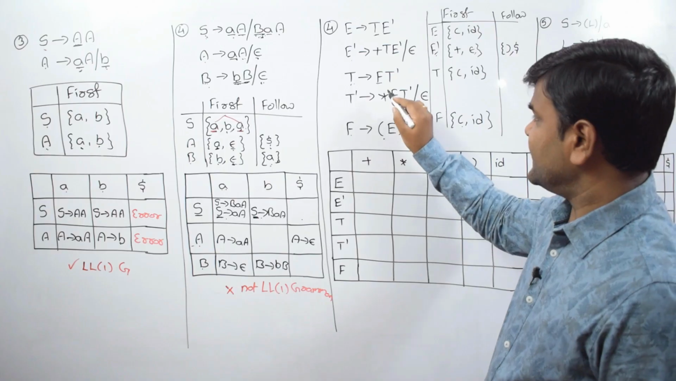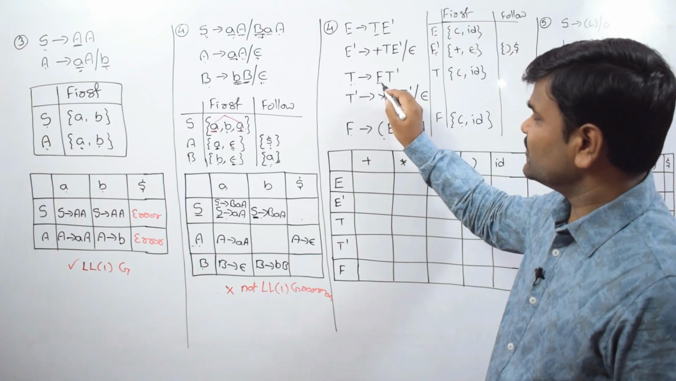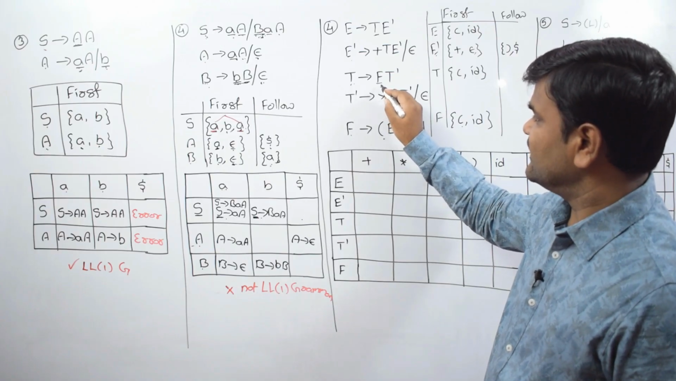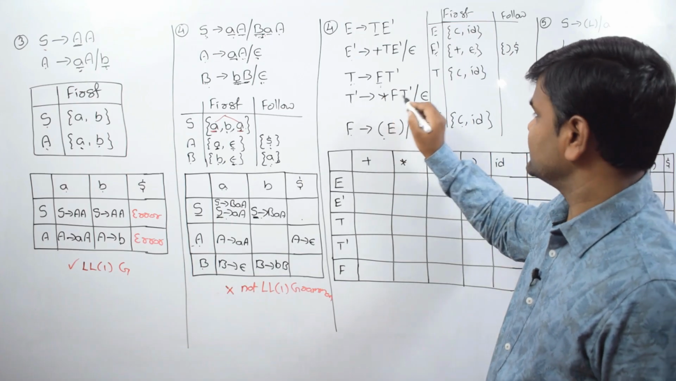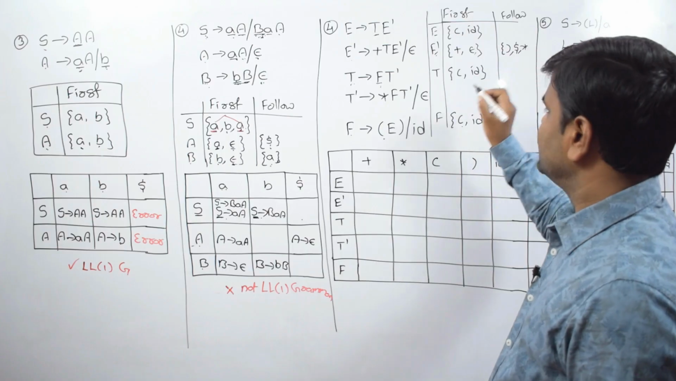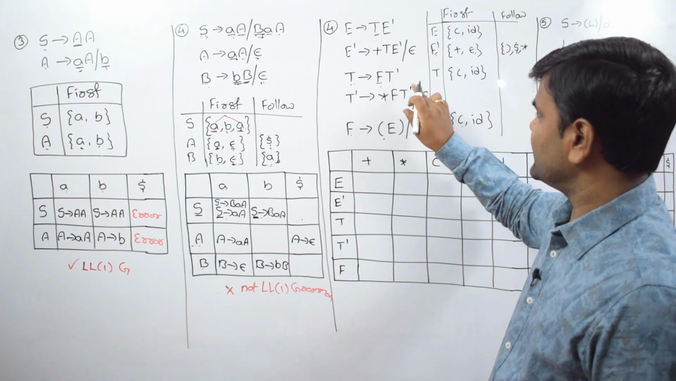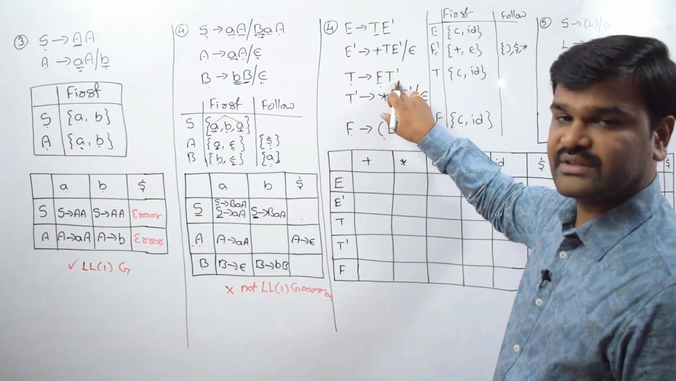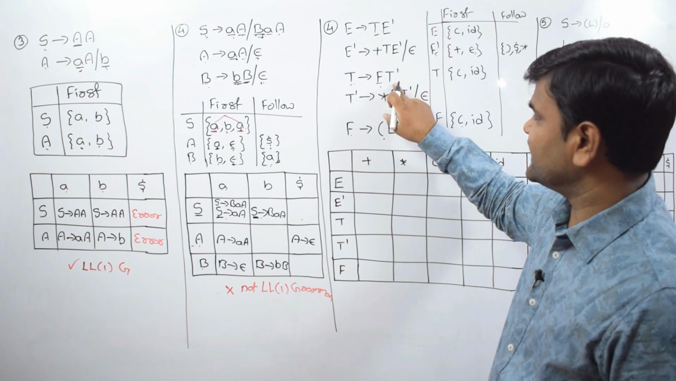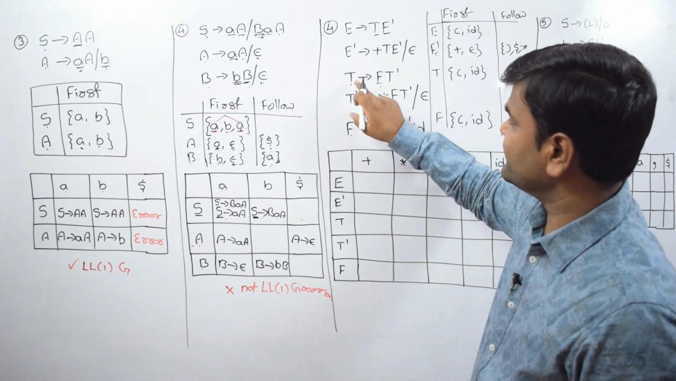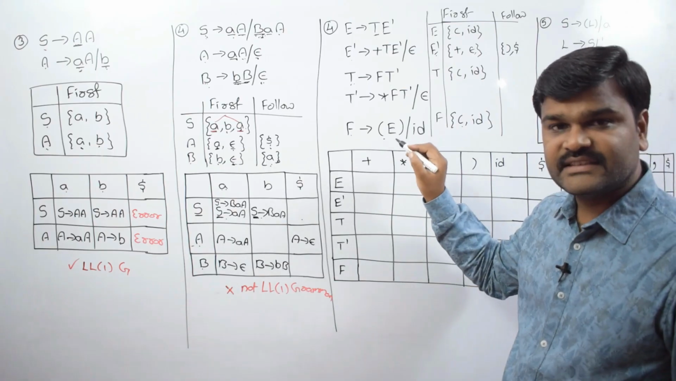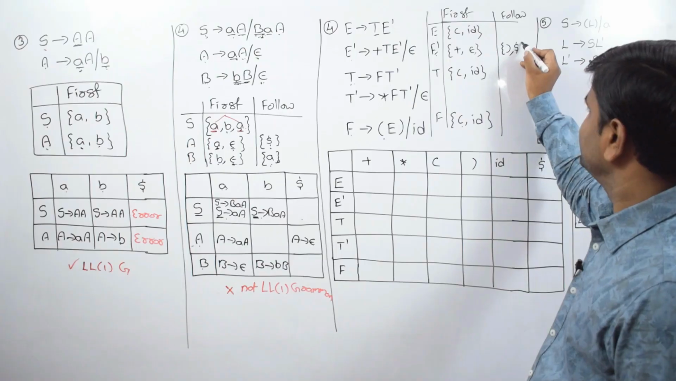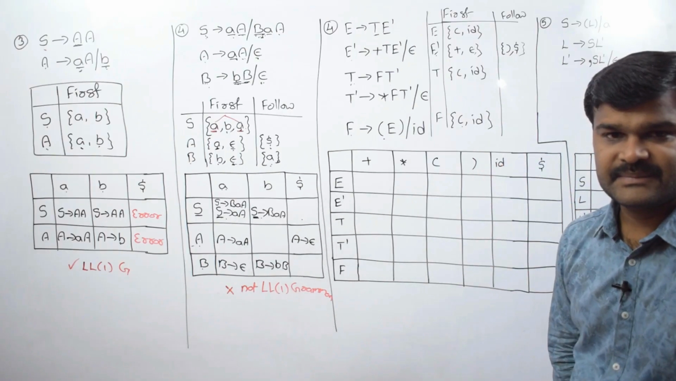Then E exists here also. So E exists here means follow of E is what? First of T dash, that is star. Then here if you substitute epsilon, follow of E will become follow of T actually. Okay. E does not exist anywhere else, so that is the follow of E dash.